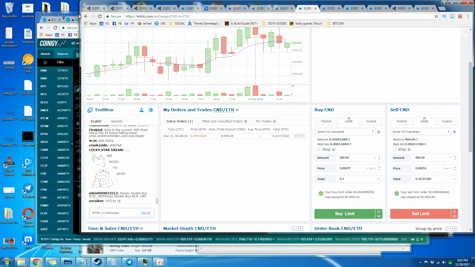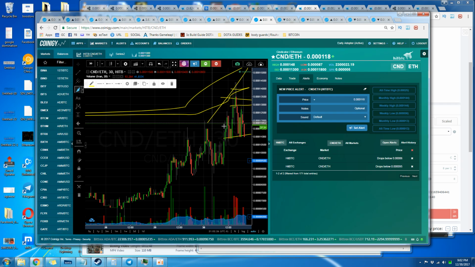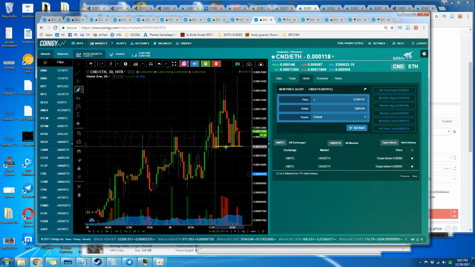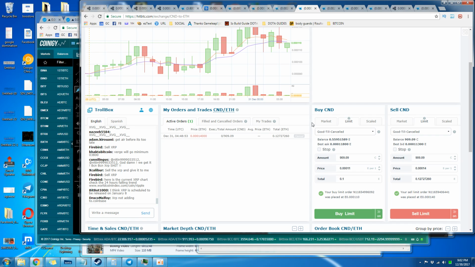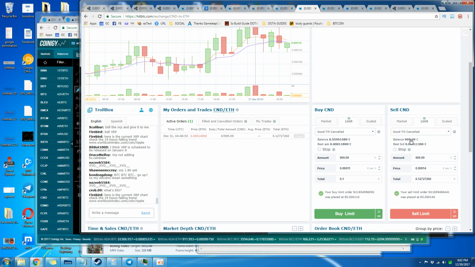So this next one I already bought. CNDs here. We'll see what it's doing. So I bought these 11s here, and I'm waiting for it to get to 14. So this one I might want to layer out. I might want to layer this out at 12.5 here. Sell a little bit at 12.5, maybe like half or something.